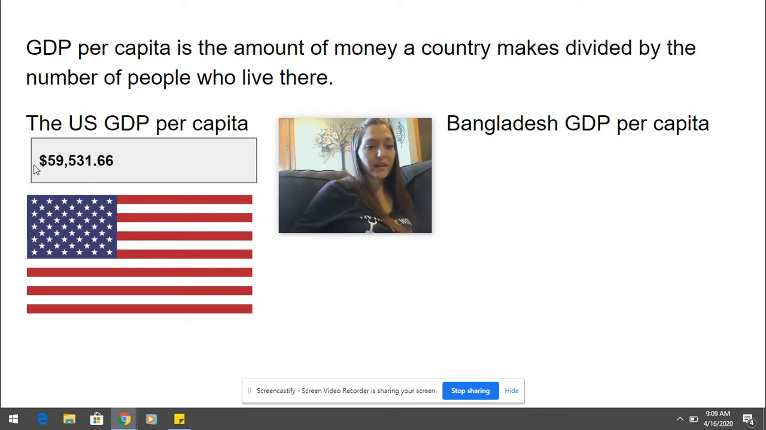If we did that, each person would get $59,531.66. We use this to kind of measure wealth of a country. The United States is considered a wealthier country.